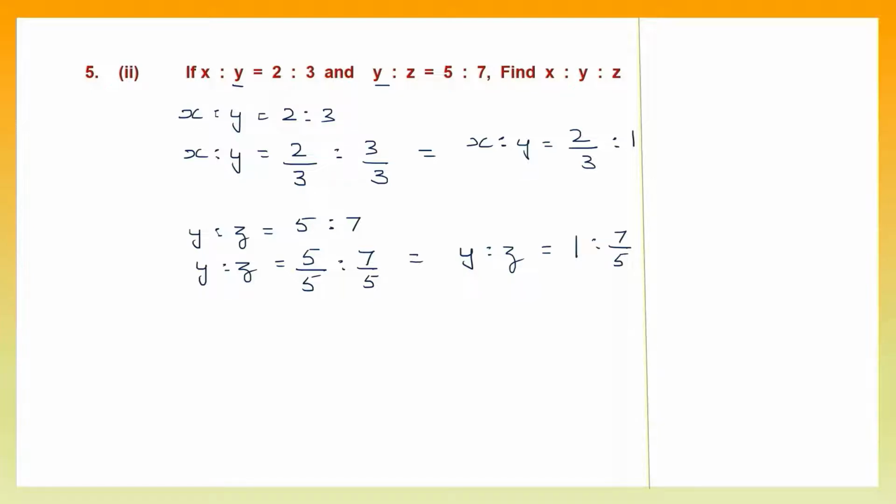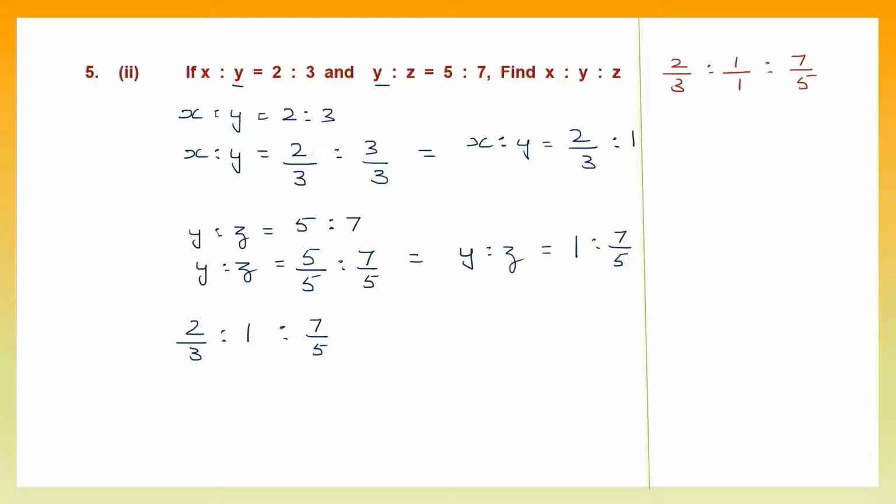So the three ratios now are 2 by 3, that is x is to y, 2 by 3 is to 1, and 1 is the same in both the ratios we have simplified. So 1 is to 7 by 5. So let me work out this. 2 by 3 is to 1 by 1 is to 7 by 5.